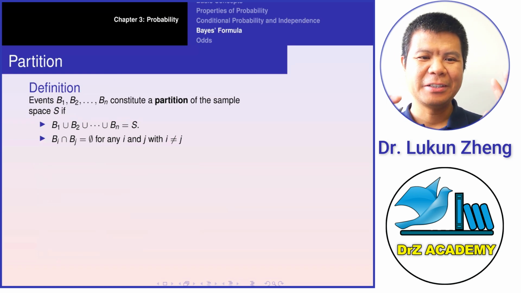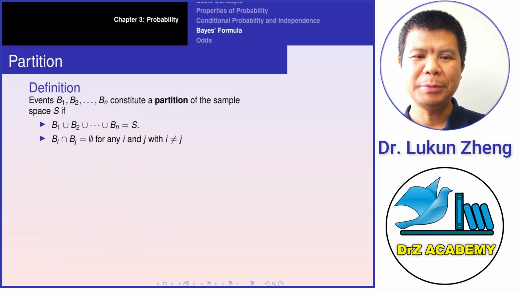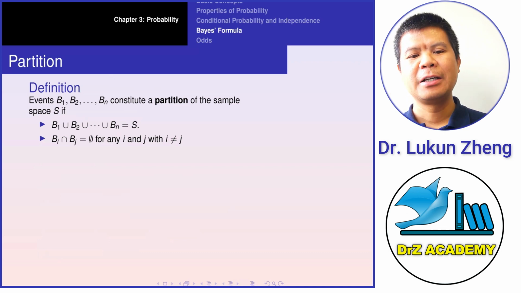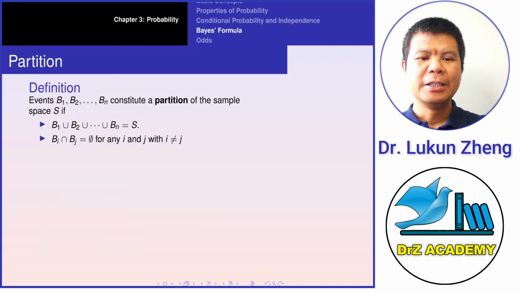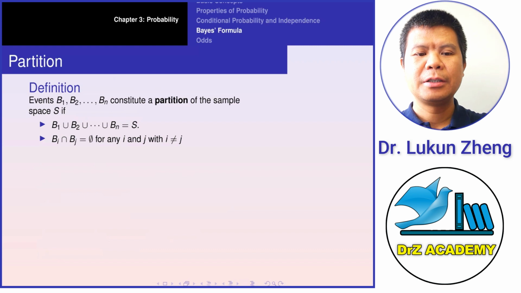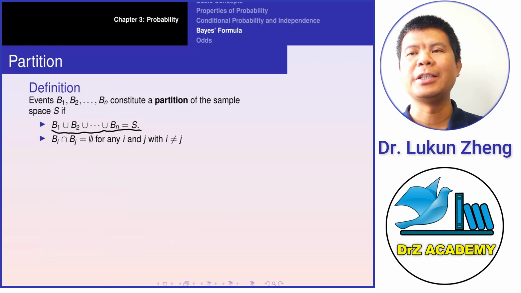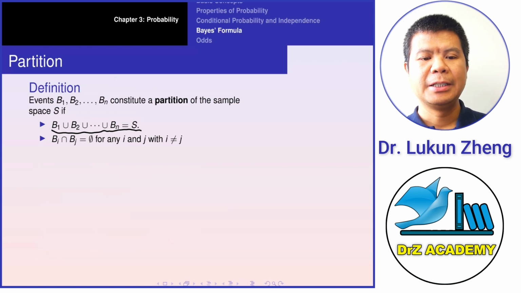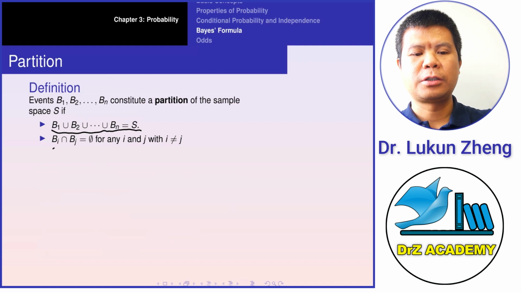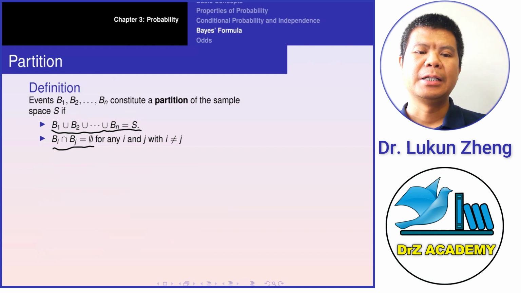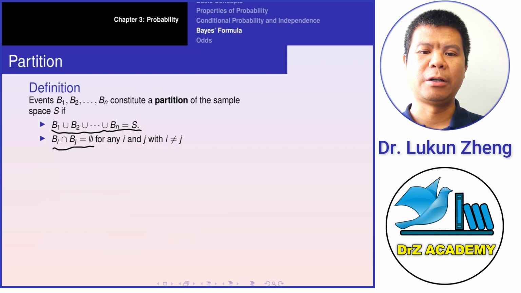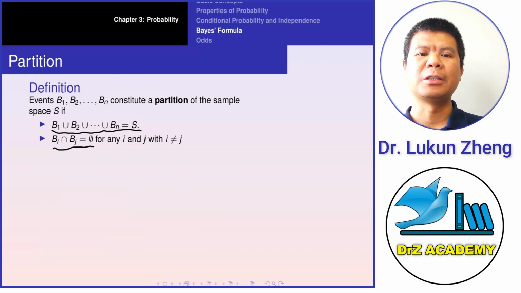Events B1, B2, ..., Bn constitute a partition of a sample space S if their union is the sample space, and also they are disjoint. So for any pair Bi and Bj, they are disjoint, they are mutually exclusive. Then we say it is a partition.